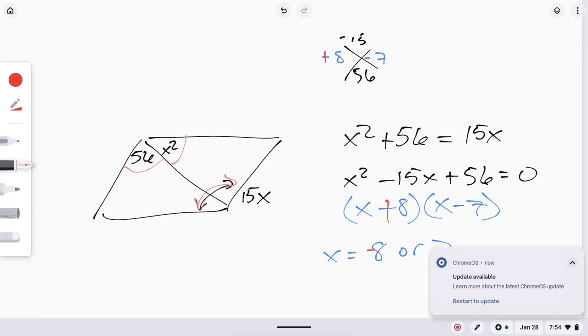So when it's all said and done, you need to understand that sometimes you're going to have to throw out answers. In this case, I wouldn't because it's a +8 and a +7, but sometimes you will throw out answers.